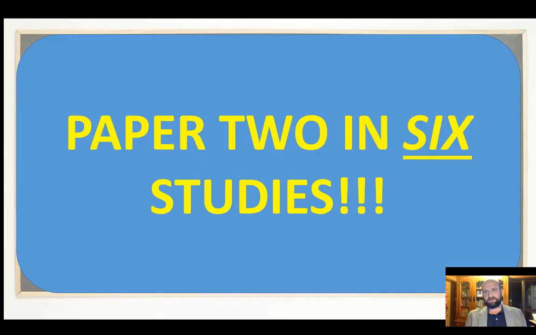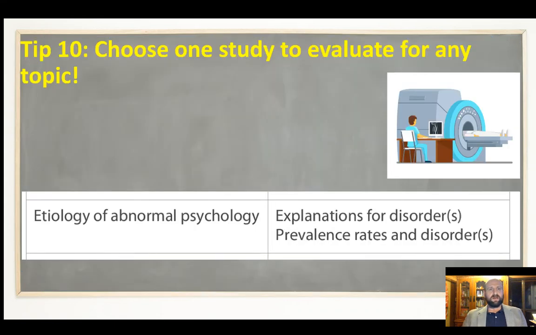But it does make it easier, but again, it's still very difficult, and you have to know those 6 studies very, very well. You also have to know the explanations of the disorders very well as well. So you have paper 2 and 6 studies if you have those, 2 for bio, 2 for cog, 2 for sociocultural, and the revision book will show you how that can be done as well.